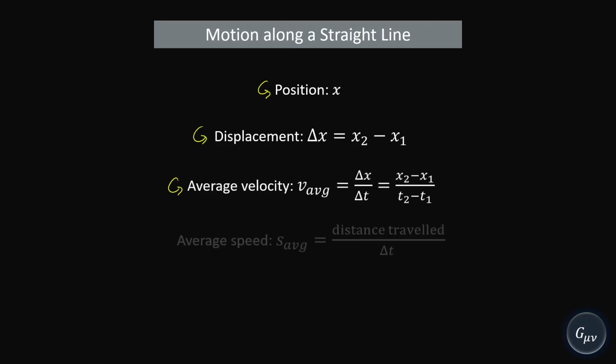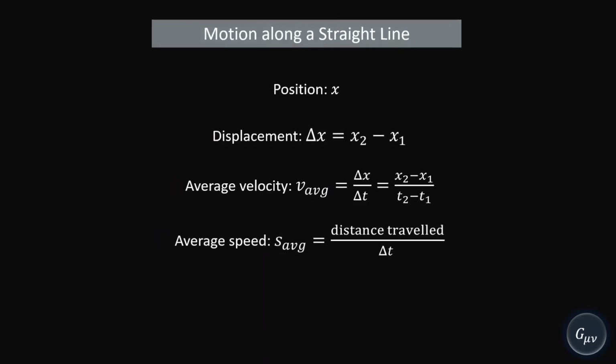So till now, we have recapped 4 main ideas. They are the position, displacement, average velocity, and average speed. Now, let us solve a simple problem based on these ideas.